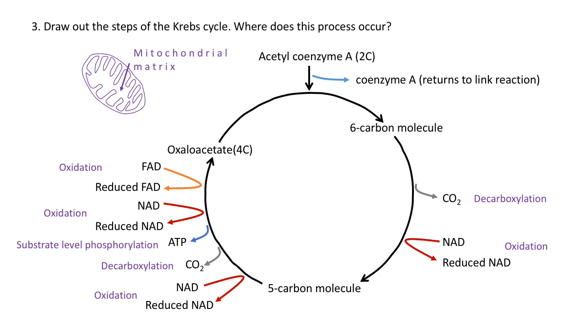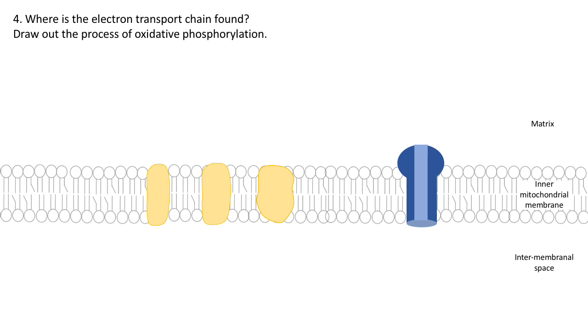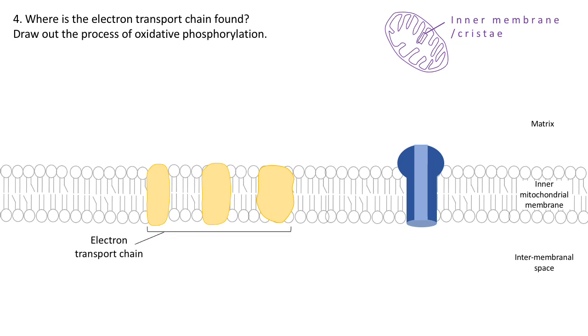So now let's move on to the electron transport chain and oxidative phosphorylation. So firstly, where's the electron transport chain found? It's found embedded in the inner membrane, or cristae. And so let's go through the process of oxidative phosphorylation. So we've got the electron transport chain embedded in the membrane and ATP synthase.